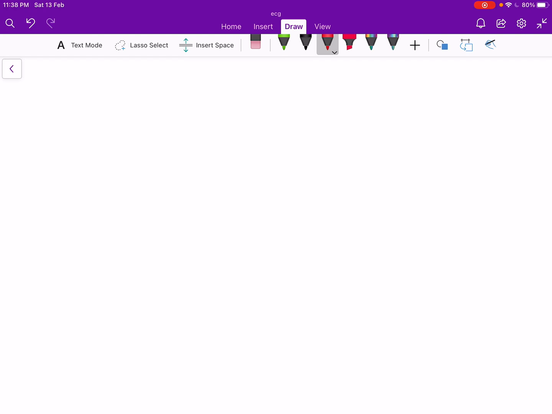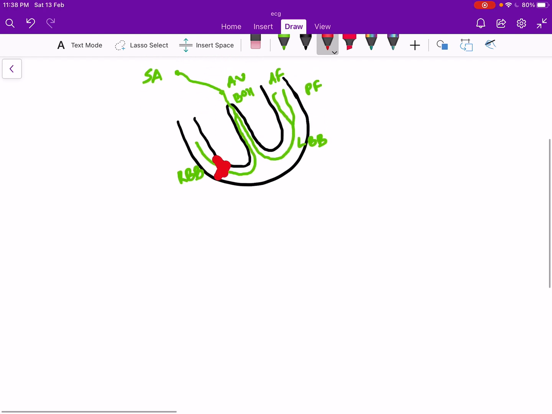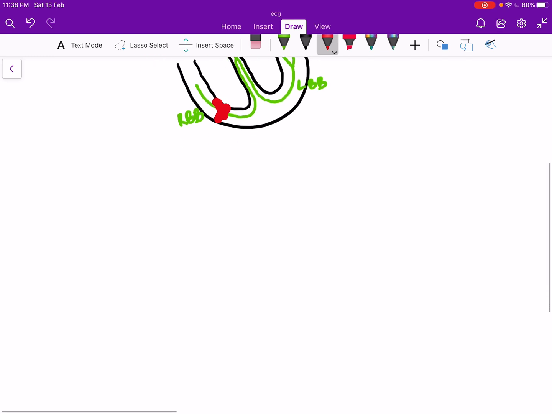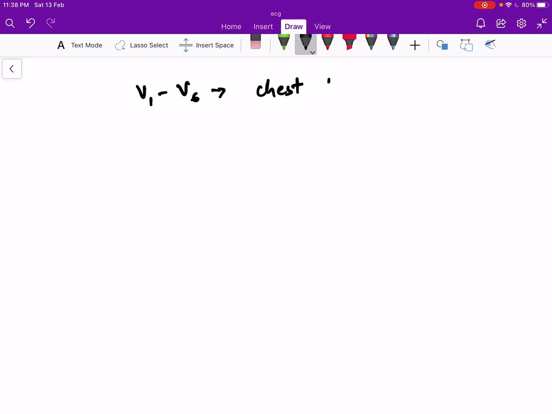So before we come to the right bundle branch block, we should first know the normal QRS pattern, how the QRS pattern is recorded in a normal person. Then we'll see how the bundle branch blocks actually occur. For diagnosing bundle branch blocks, we only need to see the QRS pattern in the chest leads, which are V1 to V6.